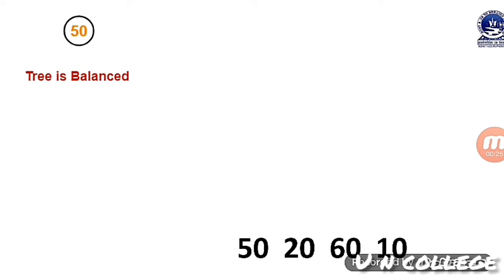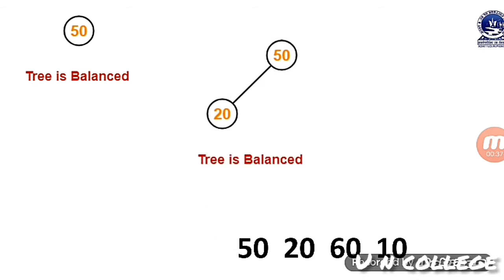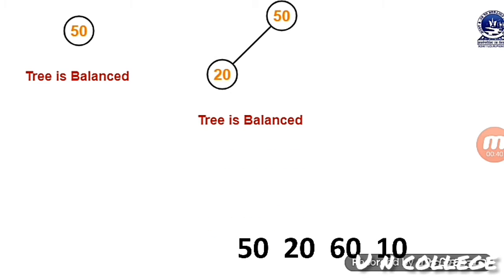Here I have represented all the data values. When we create the tree, initially the tree is empty, and when we create a node of the AVL tree with the value 50, now the tree is balanced, because it does not have any left subtree or right subtree, so it has the balancing factor 0.